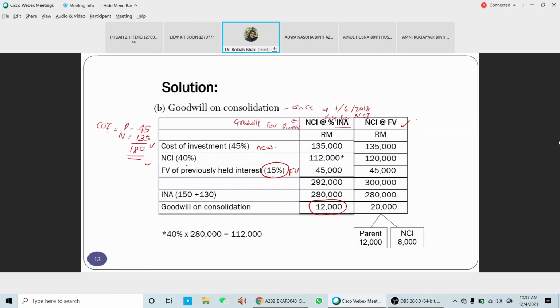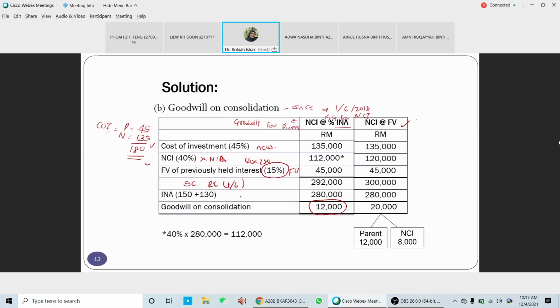Okay, now I'm going to calculate for the NCI. So NCI only holds 40%. So 40% times NIA. So the NIA that we have here is 280. Where do you get that 280 here? From share capital, and then the RE should be RE at 1st of June. So 130, so altogether 280. So 40% times 280, you're going to have 112. So 112 plus 180, you're going to have 292.